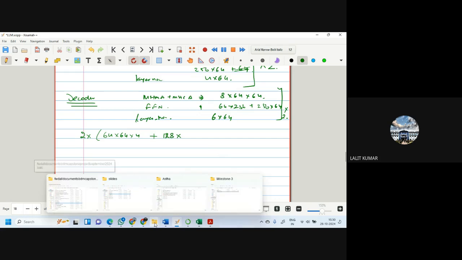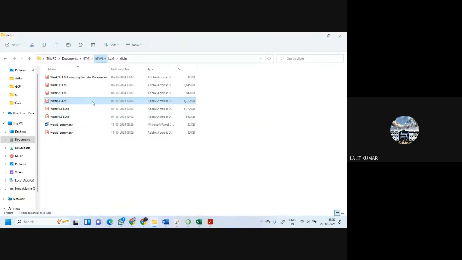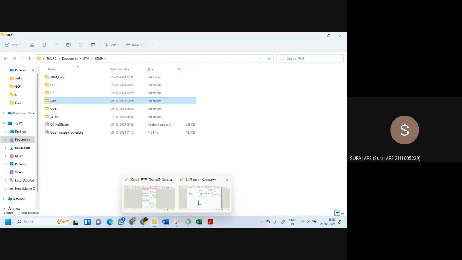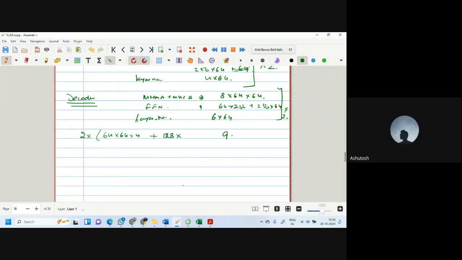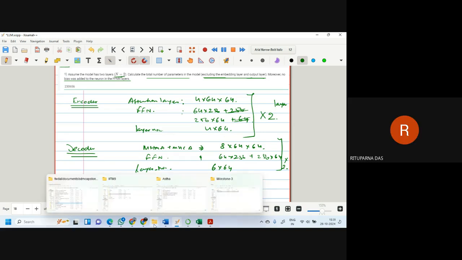Or shall I open my solution? Yes, sir, it's done. For encoder, I'm getting 98816. Yeah, same. For decoder, it's 132224. 231140. And answer is how much? 23656. The encoder will be 98304.